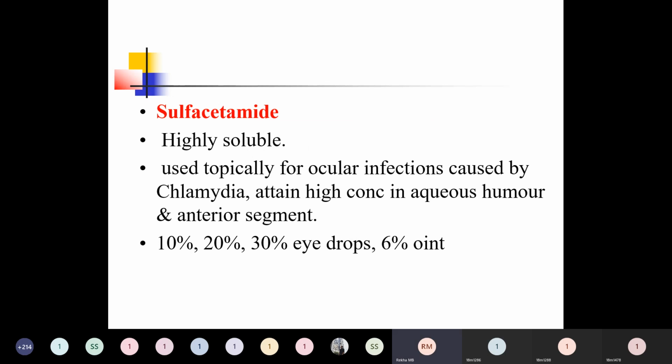The next, we have the topical sulfonamides. The first one is sulfacetamide. It is highly soluble. It attains high concentration in the anterior segment and aqueous humor of the eye. Therefore, it is very commonly used in the treatment of ocular infection caused by chlamydia. It is available in the form of drops and eye ointment.